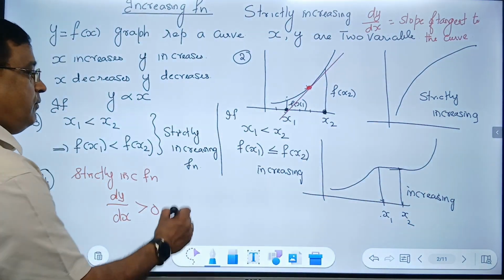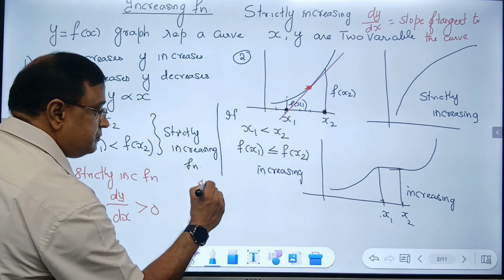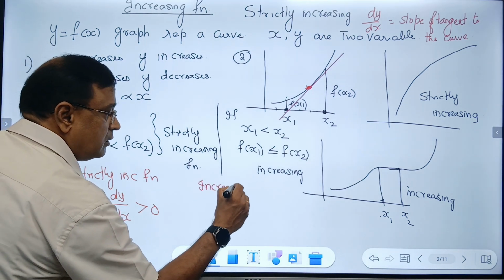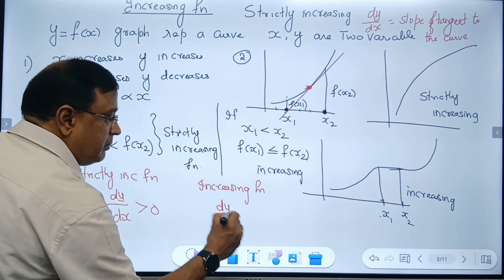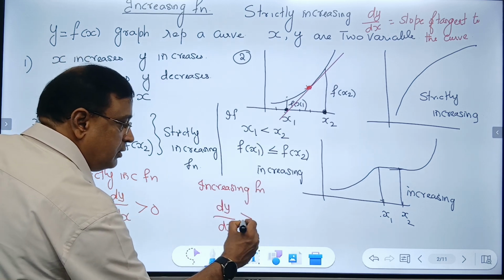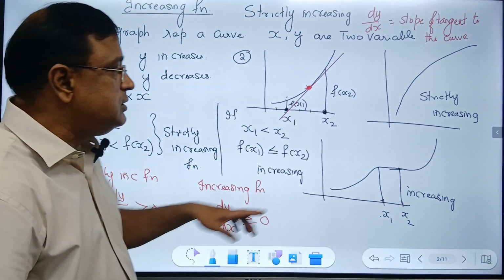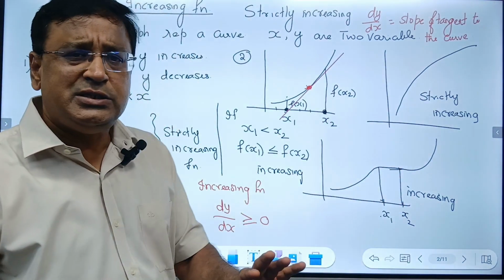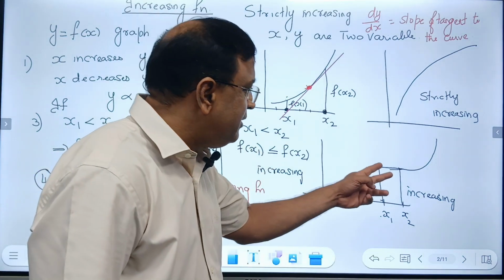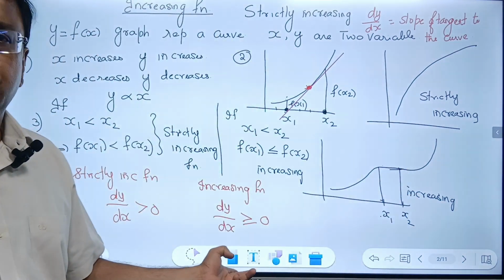Okay. Now, whereas if it is an increasing function, you can say dy by dx has to be positive, but it can also be 0. In these situations, dy by dx will be 0. What is the dy by dx? Change in y with respect to x. So when there is no change in y, dy by dx is going to be 0, right?